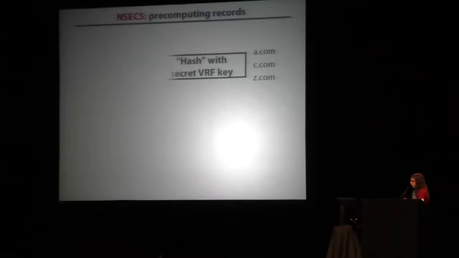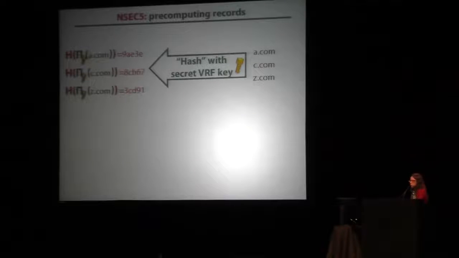We have our names in the zone, and now we're going to hash them, quote unquote, with the VRF, the verifiable random function. This hash uses a secret key, which is the secret key of the VRF. Here's basically what my hash is: I'm going to take the name, do something to it with the secret key, and get a value. In a second, I'll tell you what I'm going to do to it. I'm going to do this for each one of the names.